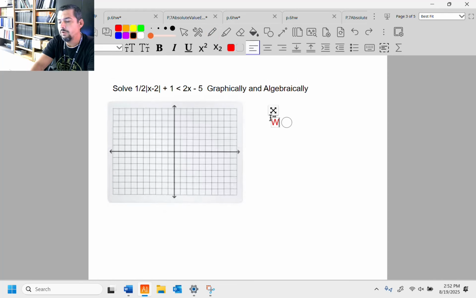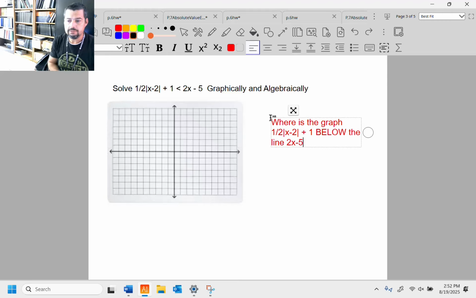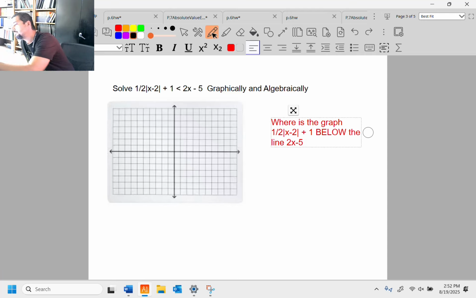It's asking where is the graph 1/2 the absolute value of x minus 2 plus 1 below, it's a less than sign, the line 2x minus 5. Now remember, 1/2 absolute value of x minus 2 plus 1 is a V. 2x minus 5 is a line. But where is it below?